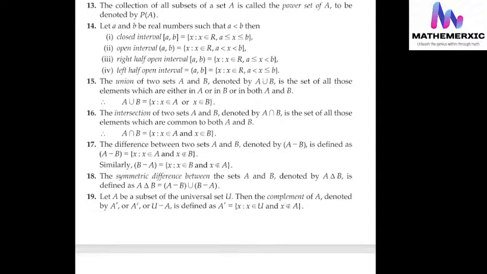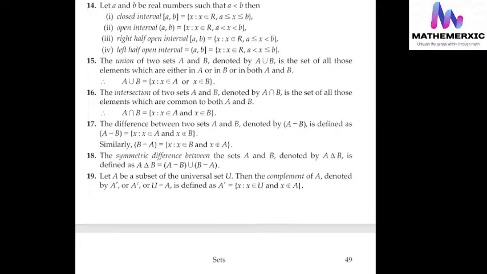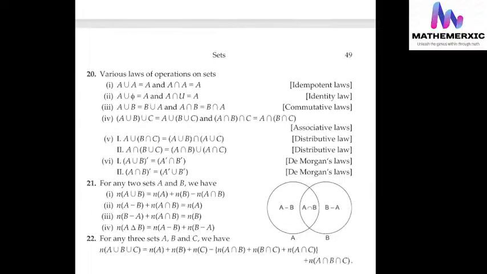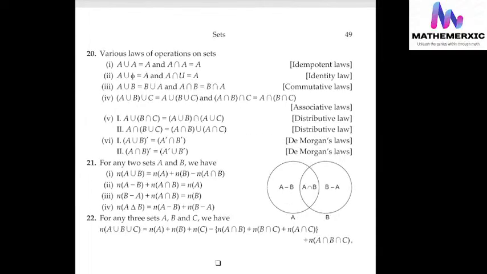If A is a subset of the universal set U, then the complement of A, denoted by A dash, A to the power of c, or U minus A, is defined as the set of x such that x belongs to U and x does not belong to A. So these are laws we have already seen earlier: union and intersection parts we have already seen.